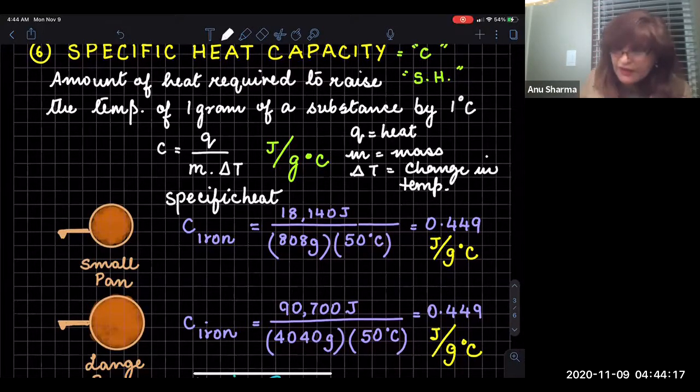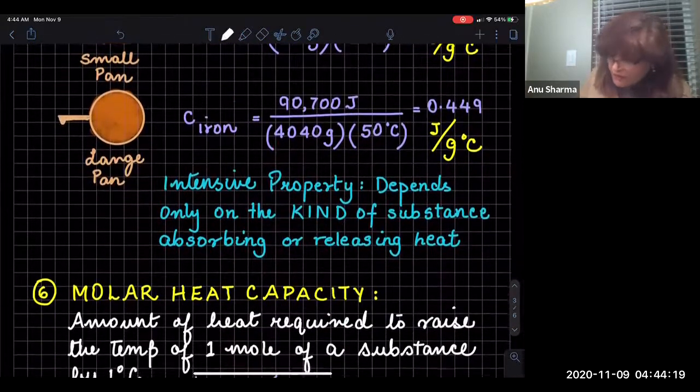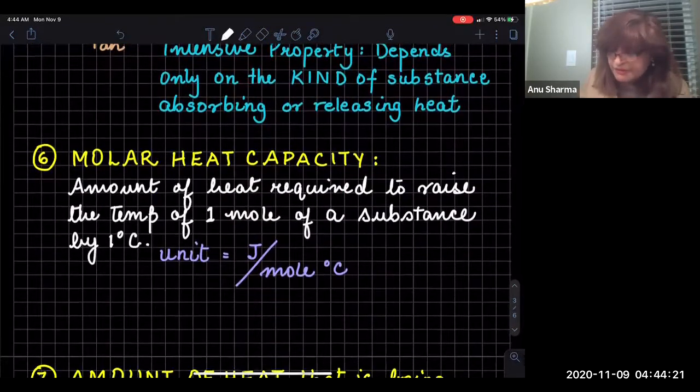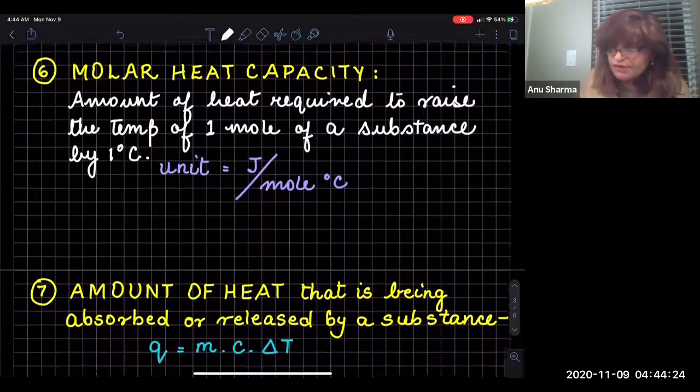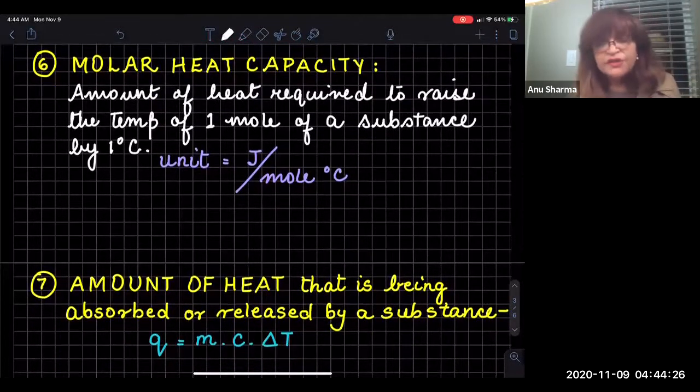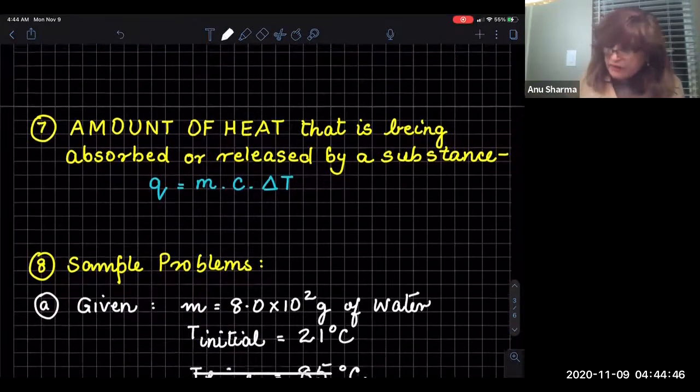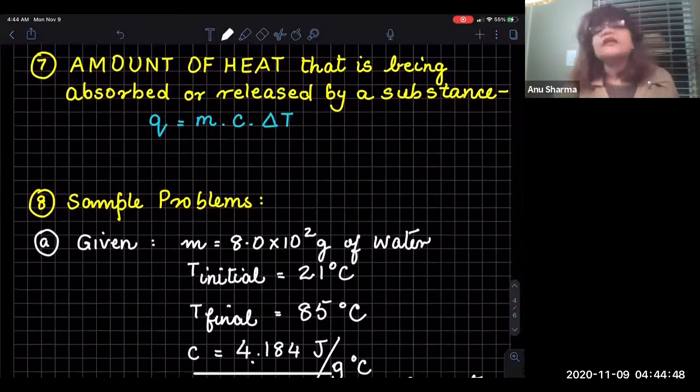You can even use specific heat to determine the identity of the substance. Just like specific heat, there is also the molar heat capacity. Molar heat capacity is the amount of heat required to raise the temperature of 1 mole of a substance by 1 degree Celsius. So instead of 1 gram, it is 1 mole. We are going to look into molar heat capacity later.